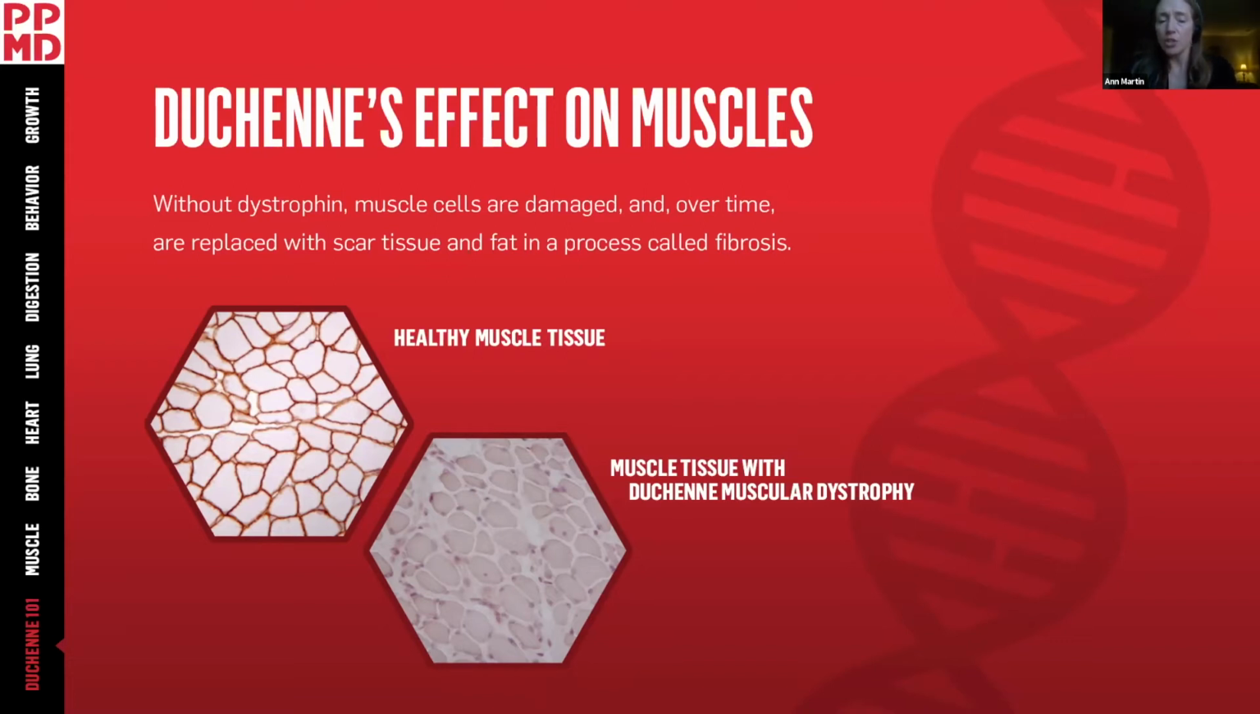The picture on the right shows what the muscle tissue looks like in an individual with Duchenne. You can see there's not much dystrophin present. You don't see the nice outline of the muscle cells. And you start seeing some of that white material in between the cells, and that's the scar tissue or fat building up.